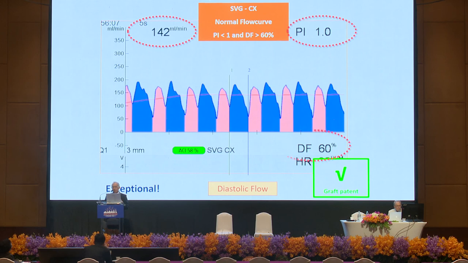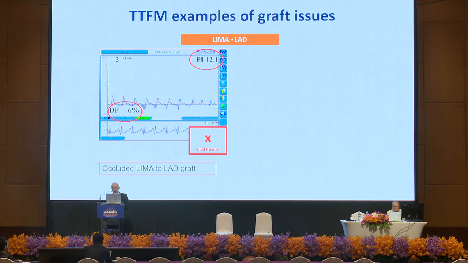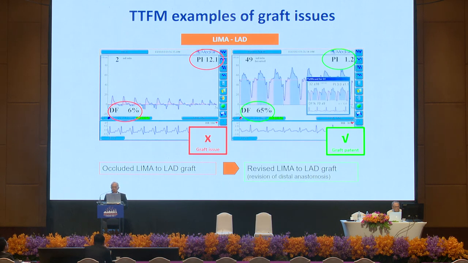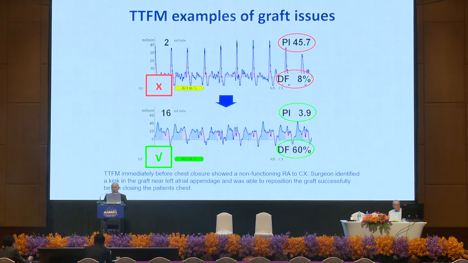This is a typical case of a circumflex anastomosis: flow 42, PI 1.0, diastolic filling 60%, no problem at all. But if you find numbers like only 2 mL per minute after you anastomose the LITA to LAD, PI 12, and diastolic filling only 6%, that must be bad. Actually, the graft was occluded, so it needed revision. If you revise it properly, you can get nice numbers: 49, PI 1.2, diastolic filling 65%. The upper part is a kinked graft of the radial artery to circumflex anastomosis, with very bad flow and very high PI, but if you release the kinking, the flow recovers nicely.